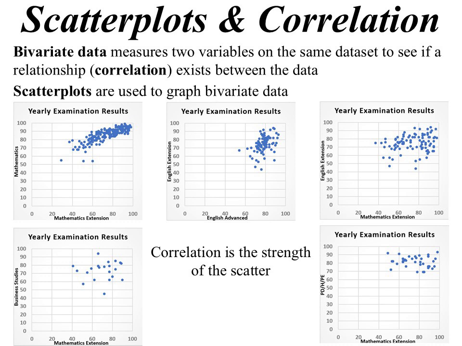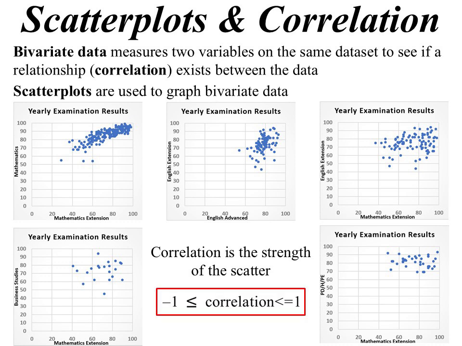Now, the correlation is the strength of that scatter, and it moves between -1 and 1. 1 would be a perfect scatter. That would be a nice linear one. There's this direct relationship. -1 also has a direct relationship, but in a bad way. The line would be going in a negative direction, have a negative slope. And 0, I guess, would be no correlation at all.